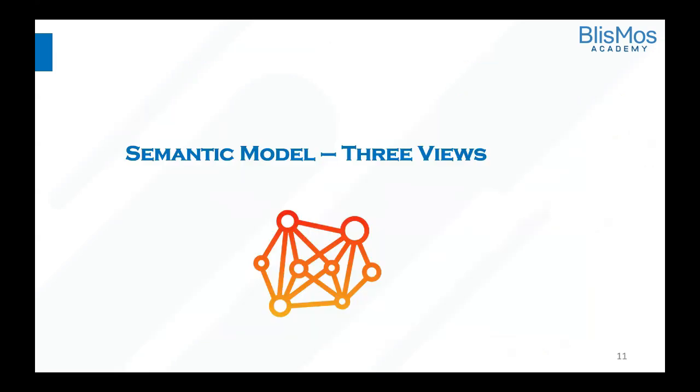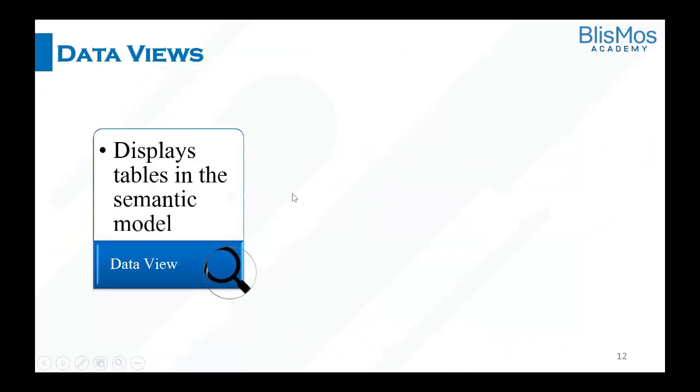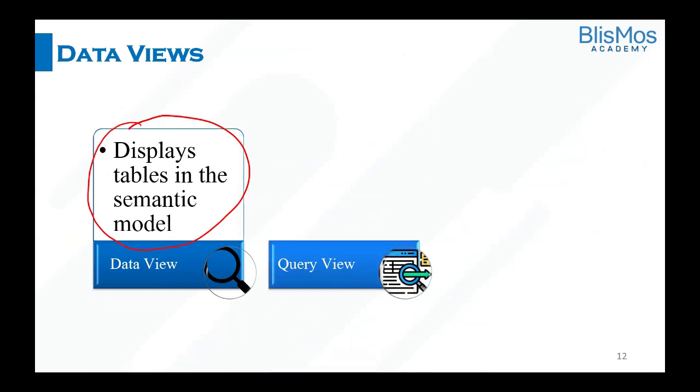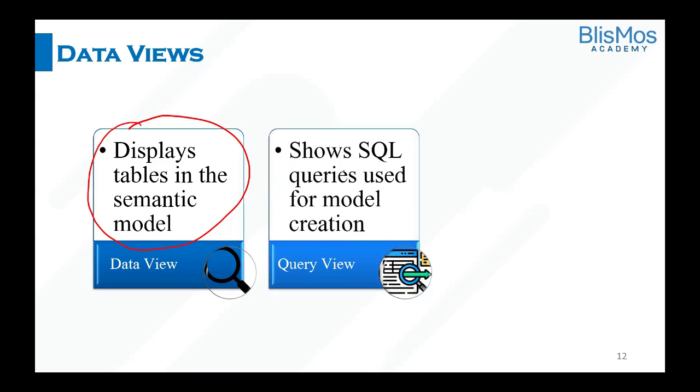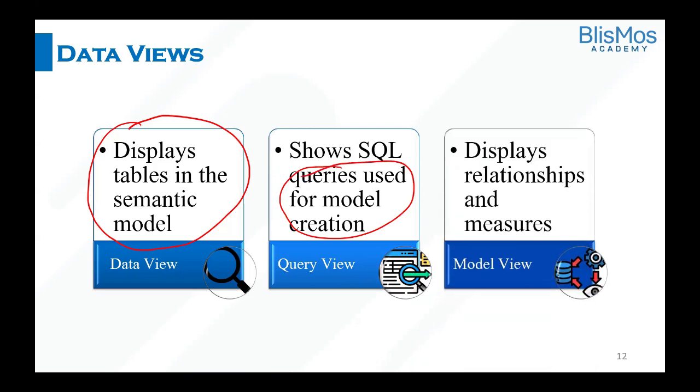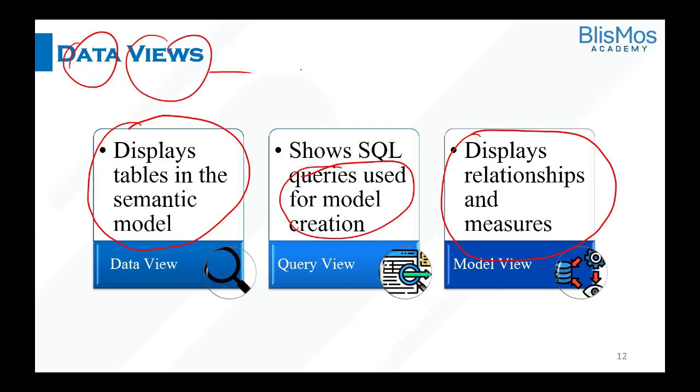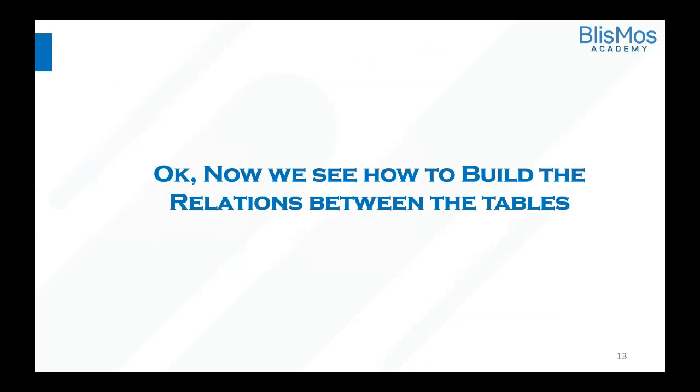Okay. When you do the hands-on, you will get to know that there are three views. One is the data view. It displays the tables in the semantic model. And what are the other views, Shabna? Table view. Okay. So the second one is the query view. It has all the queries used for the model creation. And the third one is the model view, which displays the relationships and measures. Okay. These are the different views in the semantic model. We understood very important aspects of the semantic model.